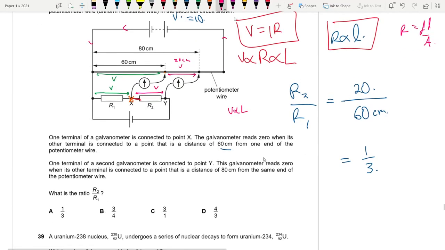So we can actually say that 60 centimeters is equal to R1 and 20 centimeters, not 80, is equal to R2. So if you do this ratio, R2 by R1, what are we gonna get? 20 by 60, or that's 1 by 3. So 38 is actually A.